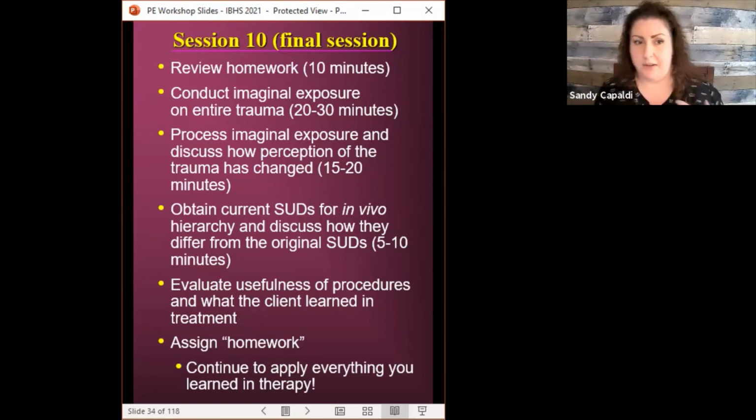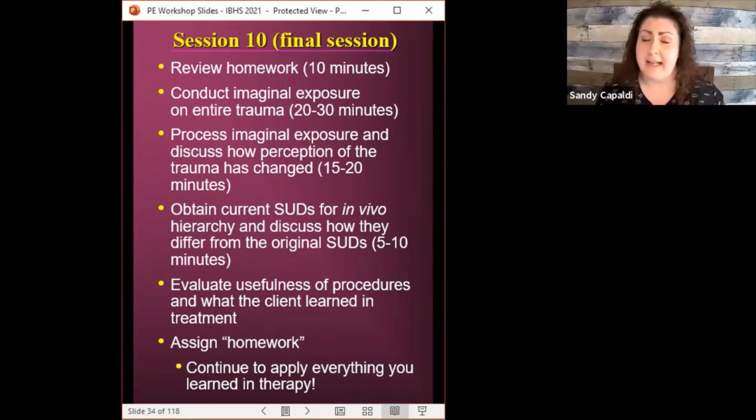Processing's focus is a little bit different here, more about kind of then and now, what we learned through treatment. We're going to ask them to re-rate their in vivo hierarchy to look at the differences from when we first created it to now here at the end of treatment. And we're going to have a discussion about what they learned, what was useful for them, how they can apply the skills that they've learned going forward in the future. So kind of trying to help with generalization of the skills that they've learned. And then their homework is to keep applying all of these things that they've learned going forward.